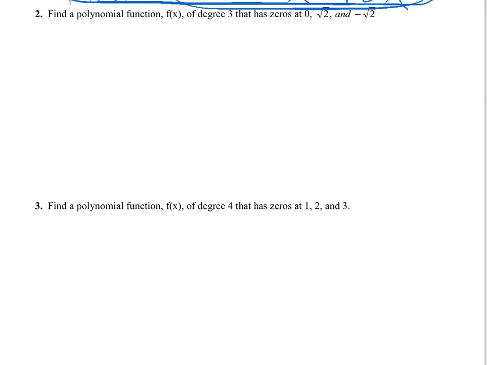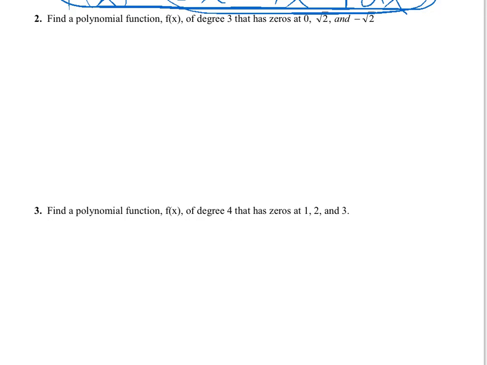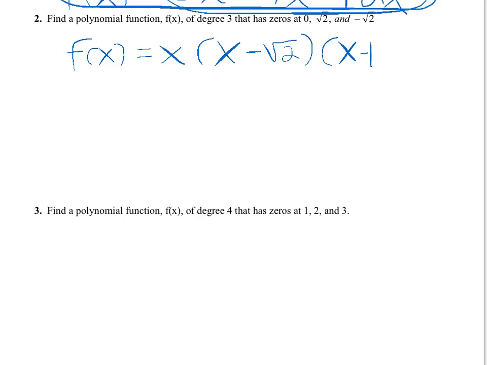Okay, very similar. It's saying that we have a degree of 3, and it gives us the 3 zeros. Now the thing that gets a little tricky here is now we have square roots. So let's first get the factors. Just like the last one, if 0 is a 0, then x is a factor. Then we have plus or minus root 2, so I'm going to put x minus root 2, and then x plus root 2.